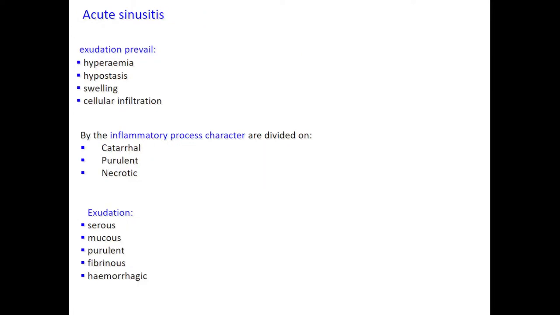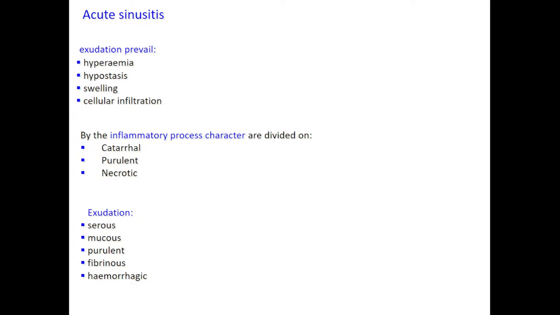In the case of acute sinusitis, exudation processes are prevalent: hyperemia, hypostatic swelling, cellular infiltration. And due to stages of pathogenesis, it may be divided into catarrhal, purulent, or necrotic.